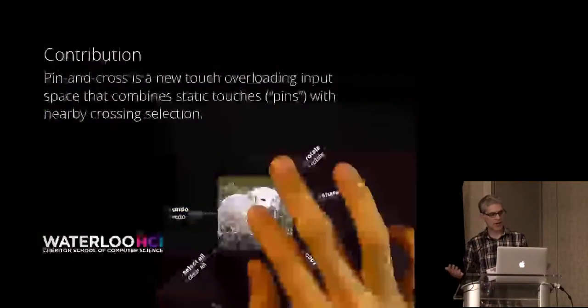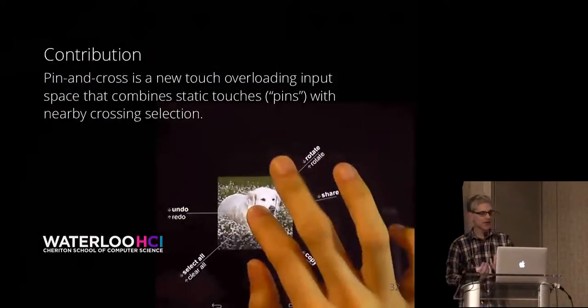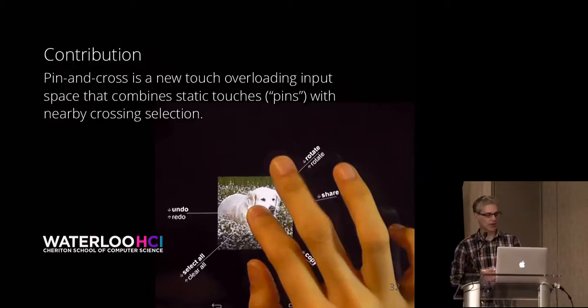So just to conclude, our contribution is that pin and cross is a new touch overloading input space that combines these static touches, which we call pins, with nearby crossing selection. There's still a lot of interesting space here in using two hands, maybe even distant crossing actions, maybe different kinds of crossing targets, and we're continuing to explore this.